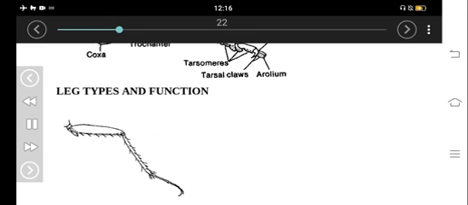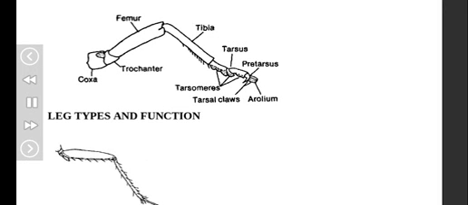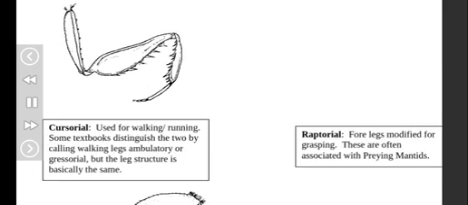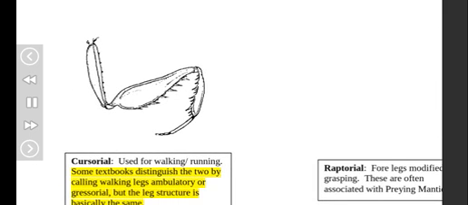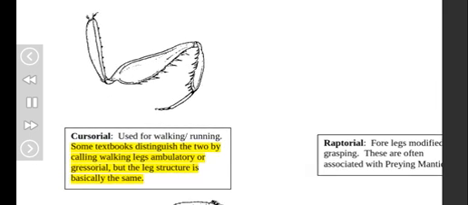When one structure is used, the other is bent upwards. Leg types and function. Cursorial, used for walking, running. Some textbooks distinguish the two by calling walking legs ambulatory or gressorial, but the leg structure is basically the same.